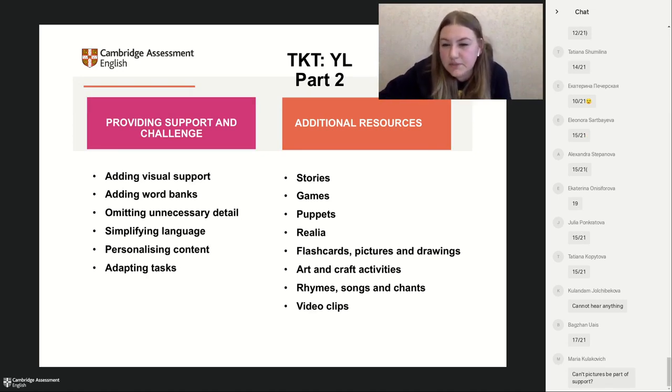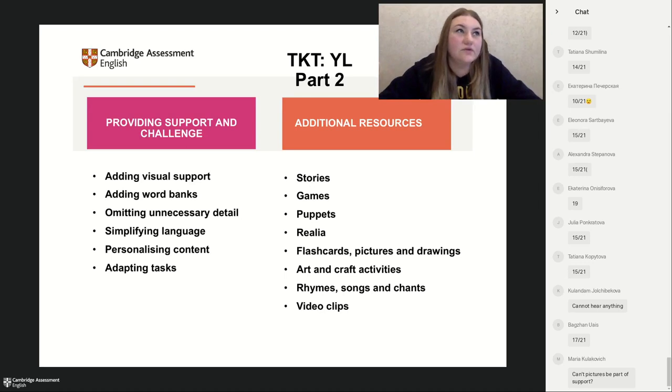Yeah, can pictures be part of support? Yes, sure. We use flashcards with young learners. I think teenagers do not need them a lot, but I think they need them. Young learners, yeah, so that's very important. I start the lesson with flashcards all the time, with flashcards or pictures.